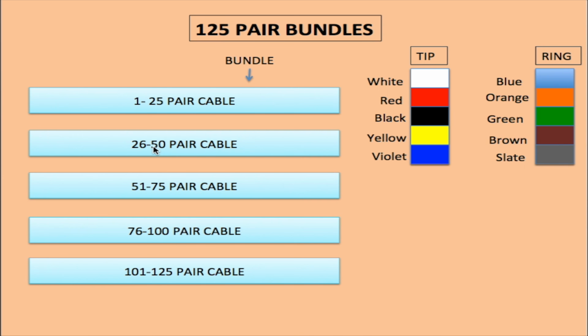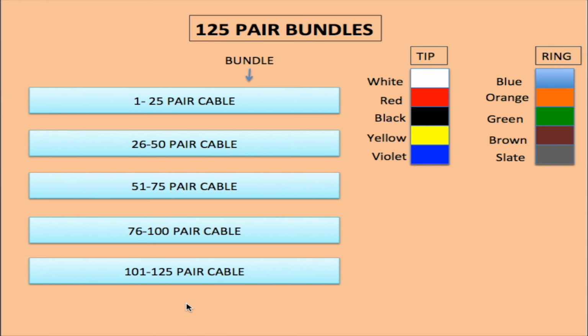So from 26 to 50 we'll have white and blue, white and orange, white and green, white and brown, white and slate, just like you had between 1 and 25. So there would not be any difference; all of these other 25 pair bundles are the same as 1 to 25. So the next question you may have is, if you're using the same combination of colors, how can you differentiate, let's say, pair 1, which is white and blue, from pair 26, which is also white and blue, and they're in the same cable together?